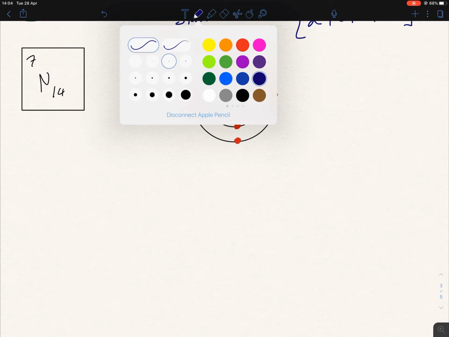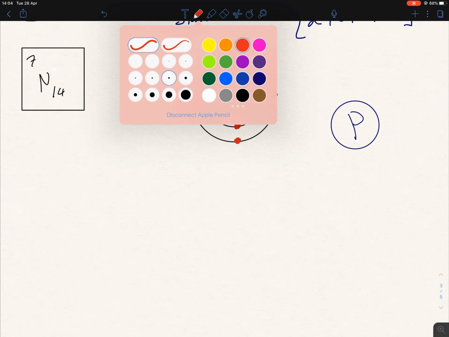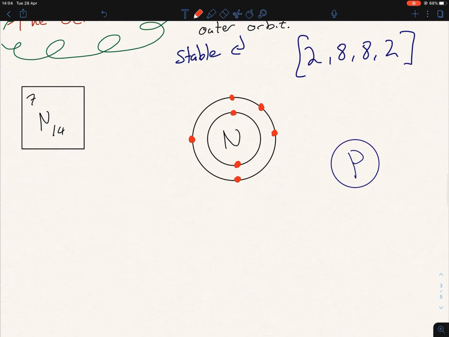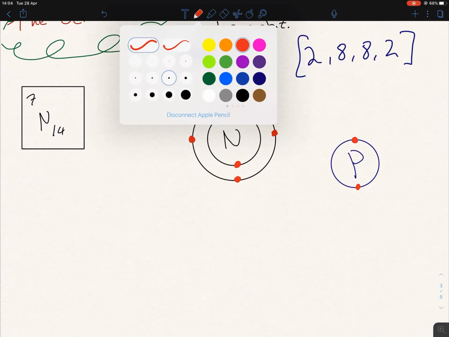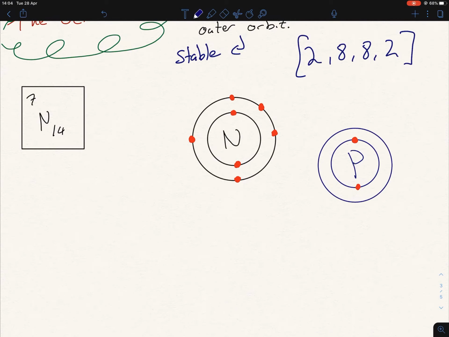Look, we can use this here. Phosphorus is here, and we draw a circle around it. Awful circle. And phosphorus has 15 protons, and therefore there's going to be 15 electrons. So 1, 2. Let's draw in the next one. So 15 take away 2 is 13, so we've got loads left over. So 1, 2, 3, 4, 5, 6, 7, 8. So if we count that up, we now have 10 electrons.